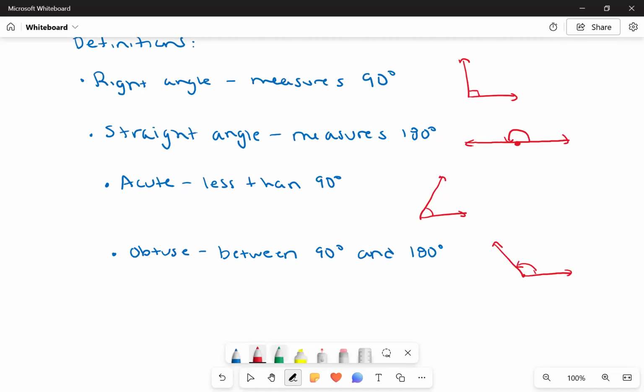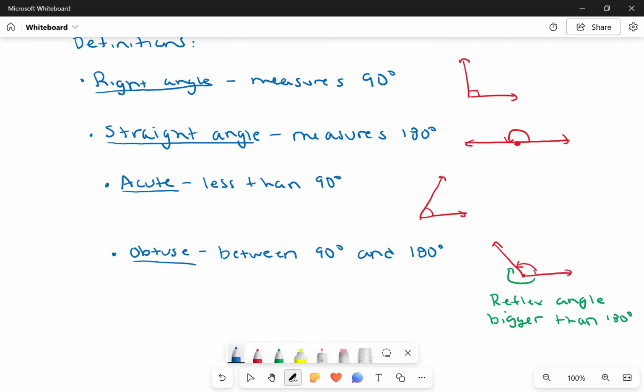Okay, the opposite side of that, by the way, actually has a name. If the angle is bigger than 180 degrees, we call that a reflex angle. And this is bigger than 180 degrees. Okay, so just so we're clear, there is some terminology. Most of us have probably heard some of this before. Hopefully it's not brand new. But yeah, these are all names. We should know what they represent.